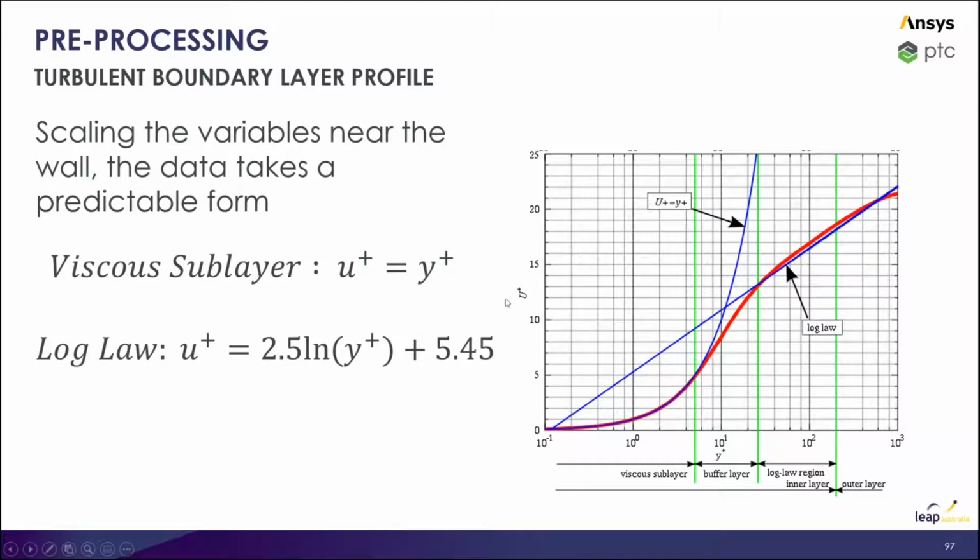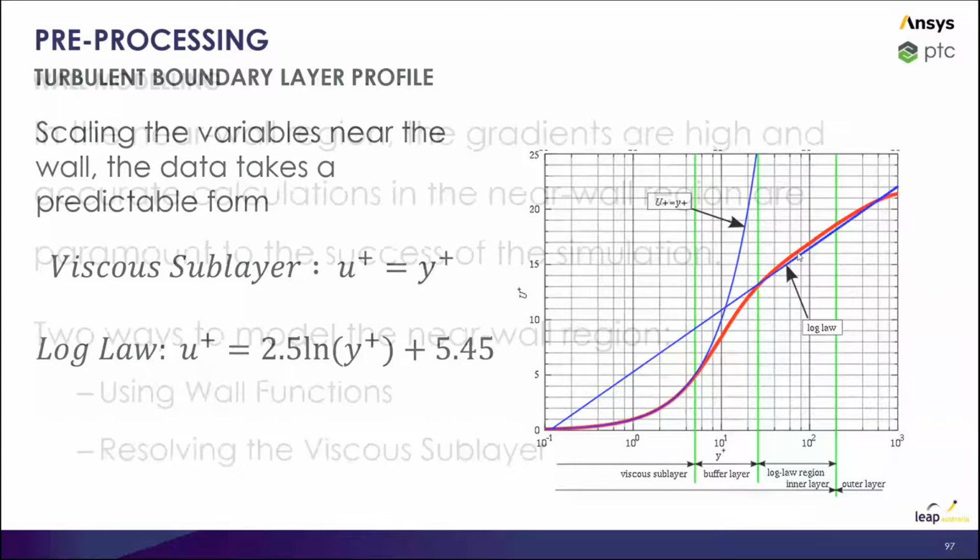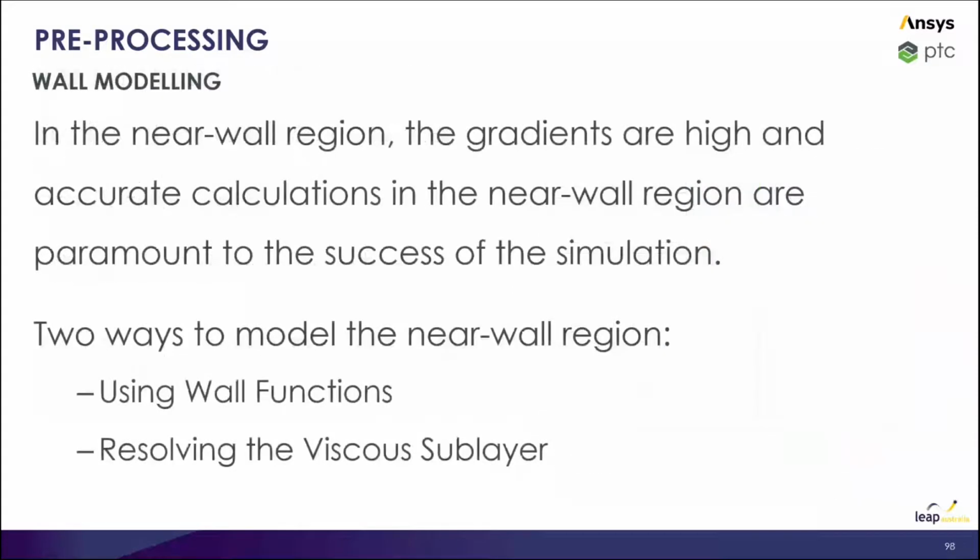The size changes, so this is U plus and Y plus, and those values are important. So they're non-dimensional values. So this is constant. The actual velocities change based on, you know, the length of the boundary layer, the velocity of the free stream, all that kind of stuff, the viscosity of the flow. But this basic shape remains constant. In the near wall region, the gradients are high, and accurate calculations in the near wall region are paramount to the success of the simulation.